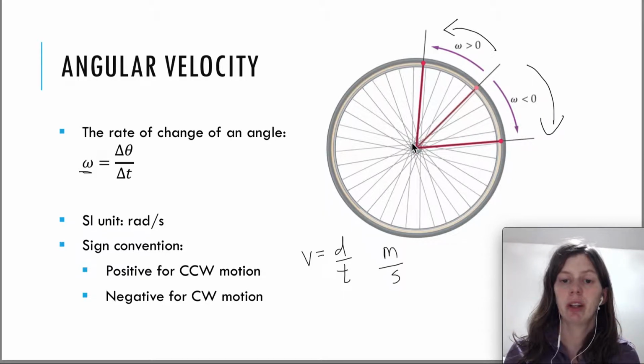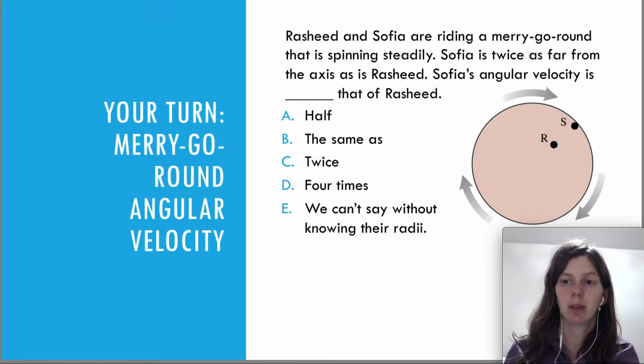So hopefully you see the similarities between these quantities and the linear ones. There is a major difference that we're going to be using a lot of Greek letters when we're talking about angular quantities, but don't let that scare you. It's just another symbol to represent a rotational quantity. So let's do a question about this.